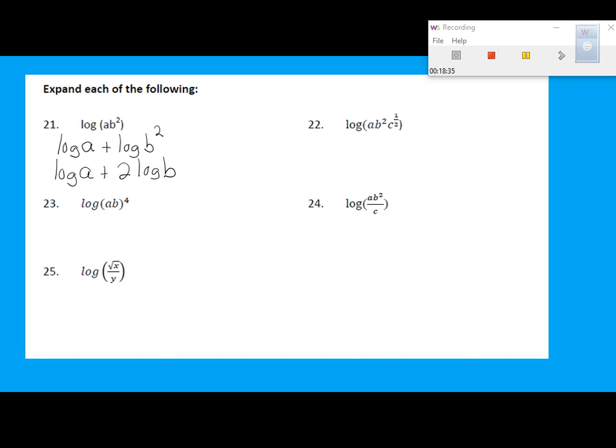22. I'll do it in steps, but after you do a couple, you'll do it in one swipe. I'm going to think of this as log of a plus log of b squared plus log of c to the 1/2. Now my exponents can come down front. So I've got log of a plus 2 log of b plus 1/2 log of c.